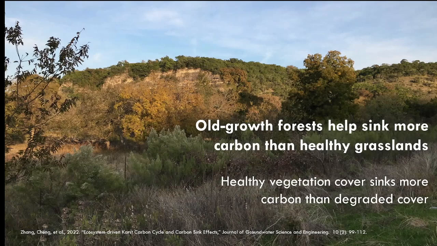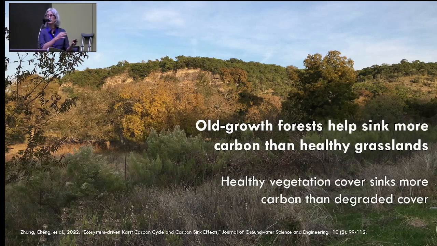Old-growth forests help to sink more carbon than healthy grasslands. That is what this literature review, not peer review, but just literature review, of all these different karst country studies from around the world has found out: that forests are better on top of karst country at sinking carbon. Now, of course, healthy vegetation is going to be better than degraded cover, meaning if you have a healthy grassland and a degraded area, the healthy grassland will sink more carbon than degraded, absolutely.